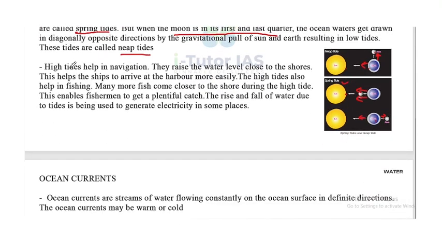High tides help in navigation. They raise the water level close to the shores, so it is easy for ships to reach the shore. This helps ships arrive at the harbor more easily.